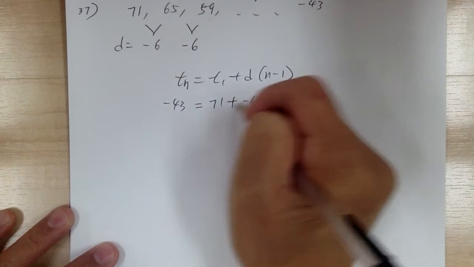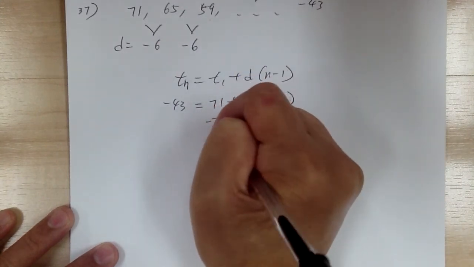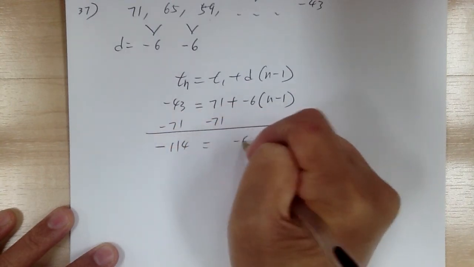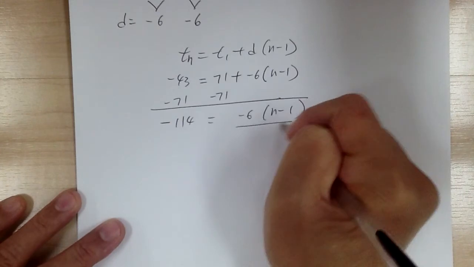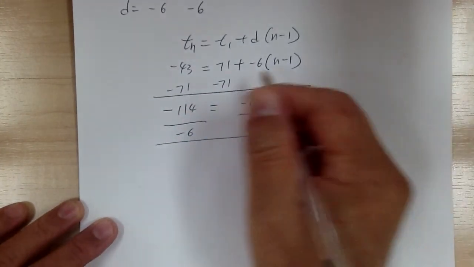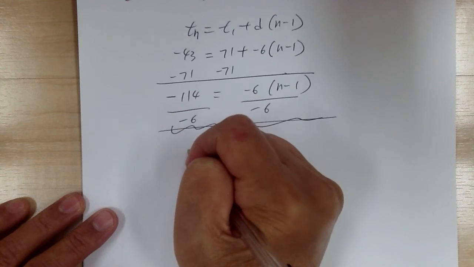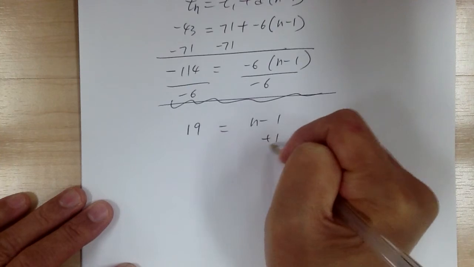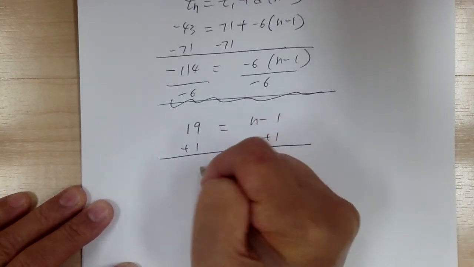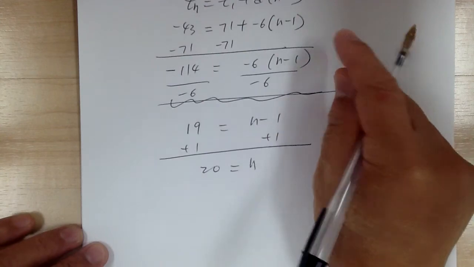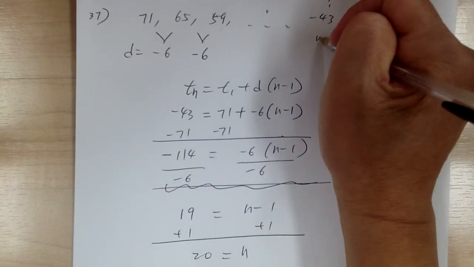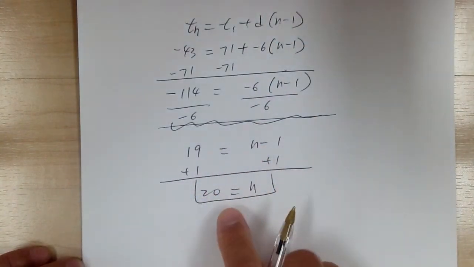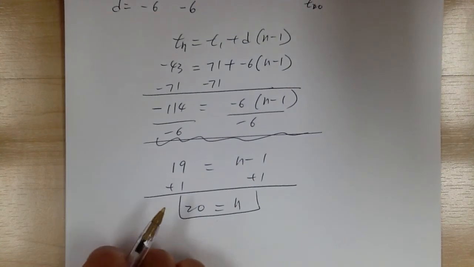Okay, so again, instead of multiplying out, just go and minus 71 on both sides. So you're going to get negative 114 equal to negative 6 times n minus 1, divided by negative 6. So you're going to get 19 equal to n minus 1. So plus 1, so n equal to 20. So this is T20. So this is n equal to 20, and so this is T20. Okay, so anyway, n equal to 20. That would be the answer. Okay, let's go to the next one.